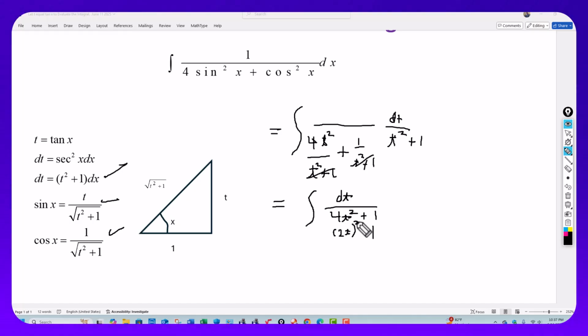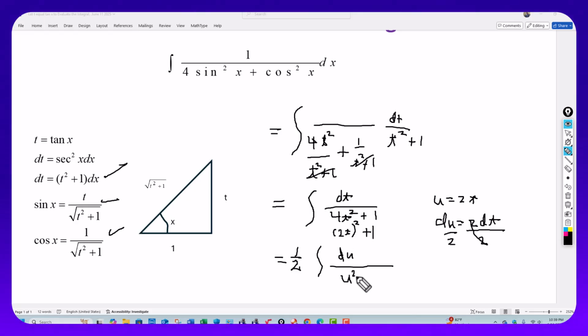Now I could apply the theorem that leads to the arctangent here. But so it's clear, I'm going to use another substitution. I'm going to let u equal 2t. Then du, the derivative with respect to t, is 2 dt. Dividing by 2, dt is replaced by du over 2. I put the 1/2 in front, and this gives me the integral of du over u squared plus 1.